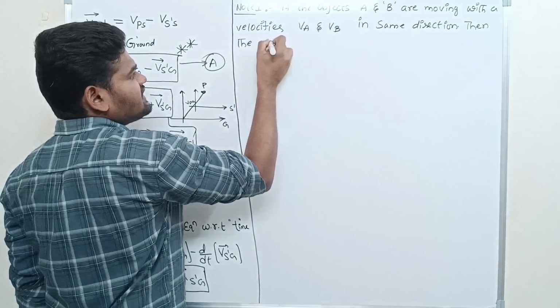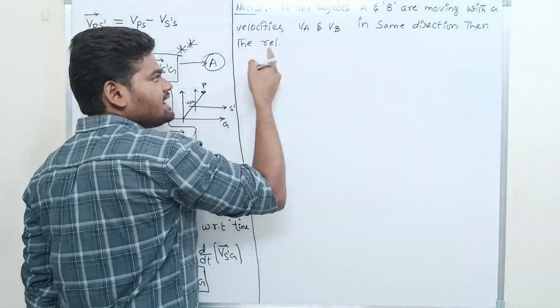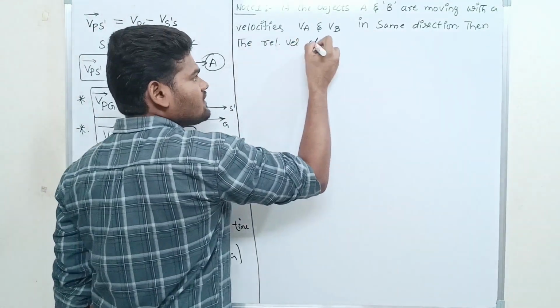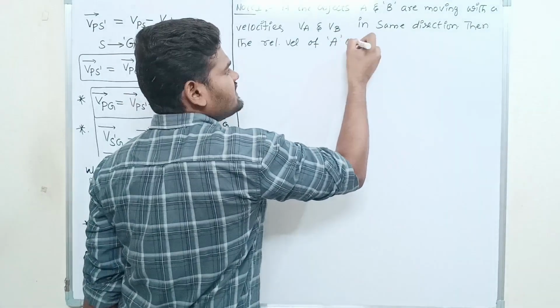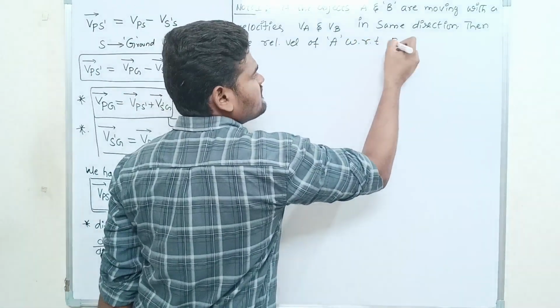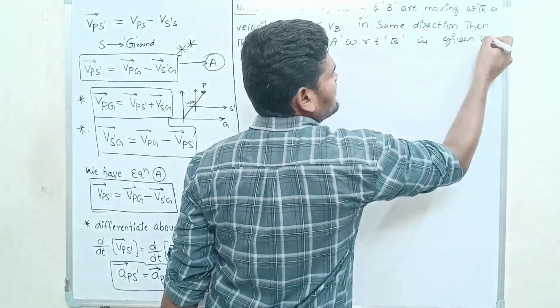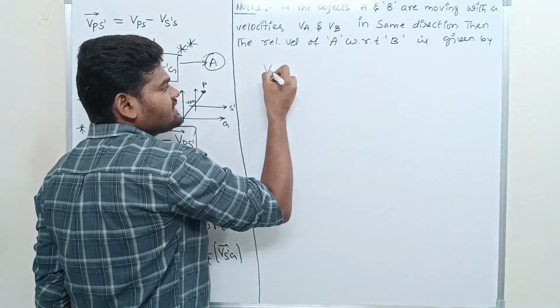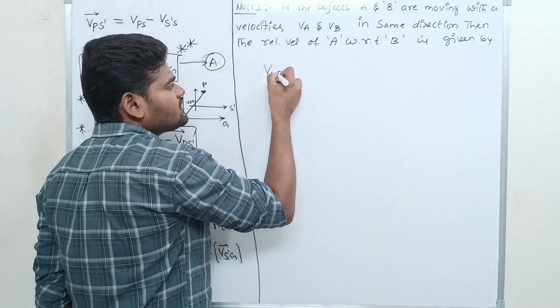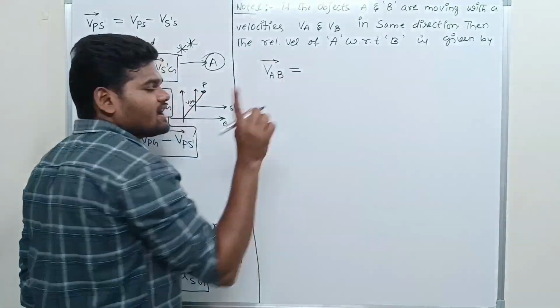The relative velocity of object A with respect to B is given by... the relative velocity of an object A with respect to B. In a simple way, I will explain.